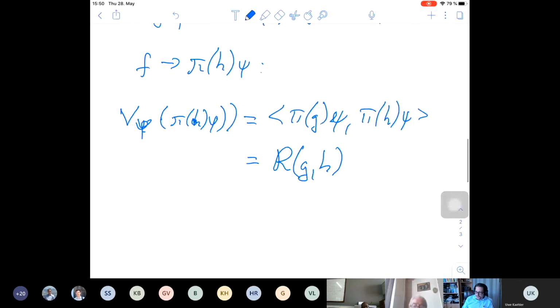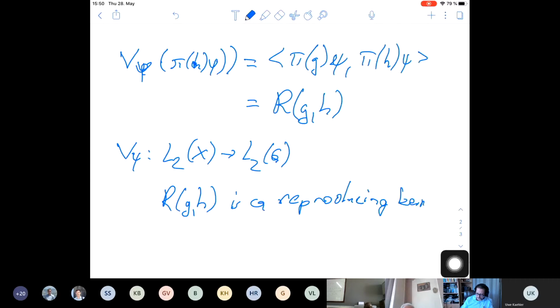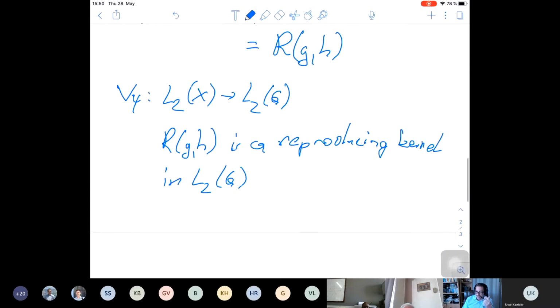Now, if I assume that, for instance, V psi maps L2 over my space into L2 over my group, then this kernel is a reproducing kernel in L2 over G. It doesn't reproduce the entire L2, but it's a reproducing kernel. So I can look at the reproducing spaces of that.